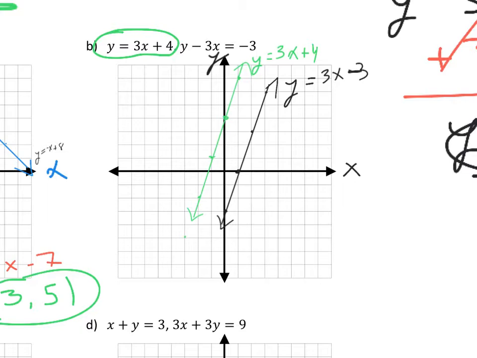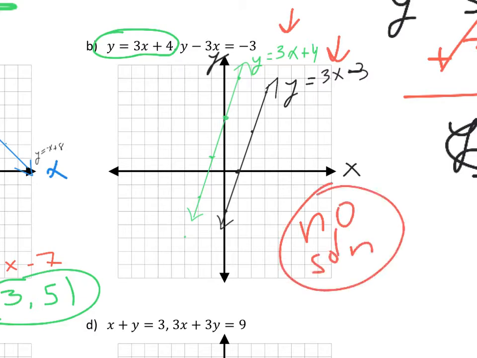And now if I look at those two lines, they're parallel. And one shortcut also is that if two lines have the same slope, positive 3, they're going to be parallel. These two lines, no matter what, will never cross, will never intersect, and will never meet. Therefore, there is no solution to this problem.